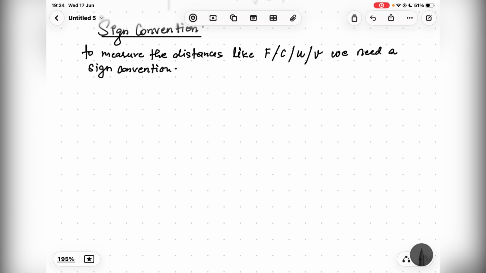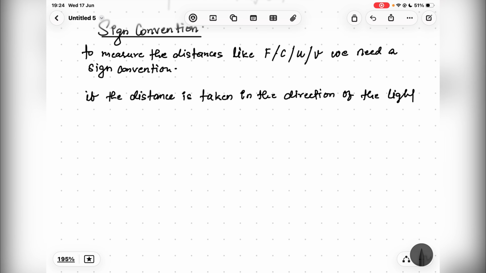So it is taken as, if the distance is taken in the direction of the light ray, it's positive, and vice versa.